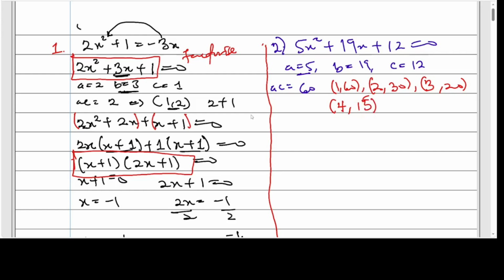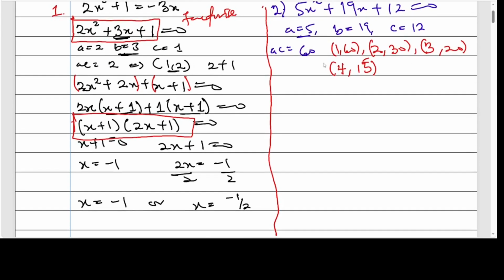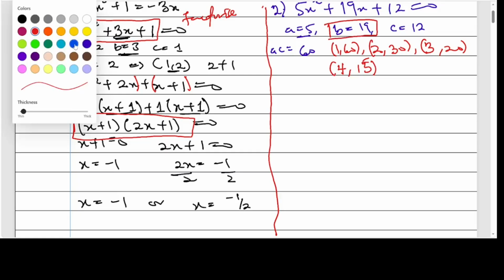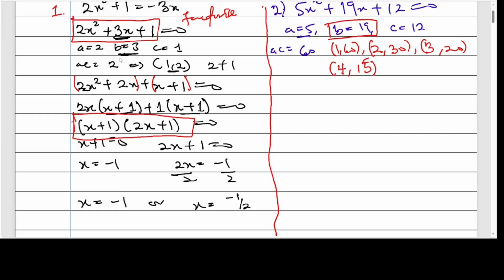Then we find out from the factors which ones can we combine to get B. Over here, our B is 19. So we're looking for which factors can combine to give us 19. And if it happens that no factors can give us 19, it means that we can't proceed with this method. We need to use other methods. But you realize that the last factors, 4 and 15, can be combined to get 19. So 4 plus 15 or 15 plus 4 will be 19. We're going to solve it by rewriting the question.